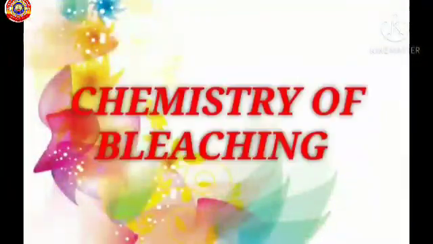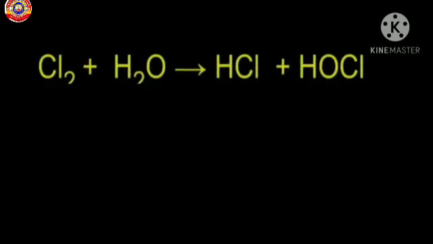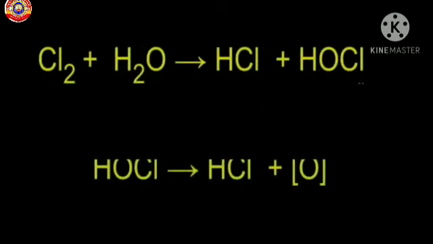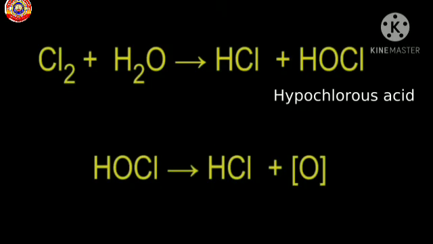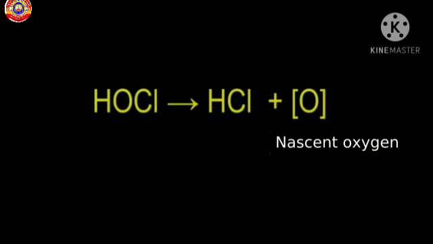Let us learn about the chemistry of bleaching taking place here. The reaction of chlorine with the moisture is given as Cl2 + H2O gives HCl + HOCl. In this equation, the product HOCl, hypochlorous acid, is unstable and hence it decomposes as HCl and O. The nascent oxygen formed due to decomposition oxidizes the colored objects to make them colorless. This is the basis of the bleaching activity of chlorine.